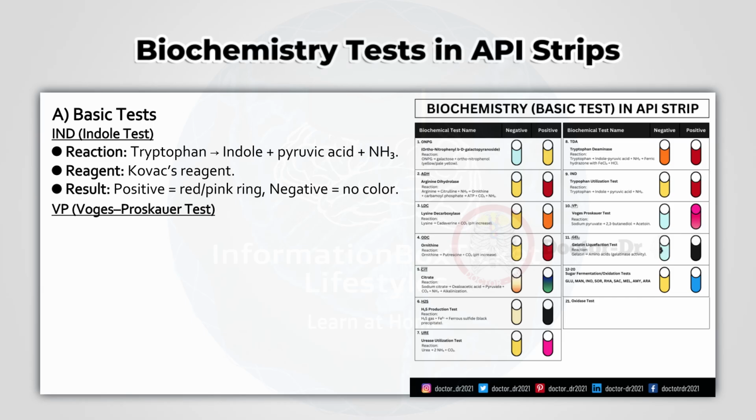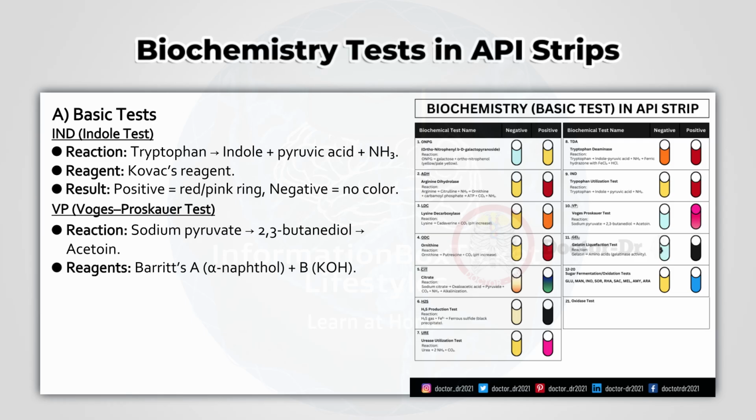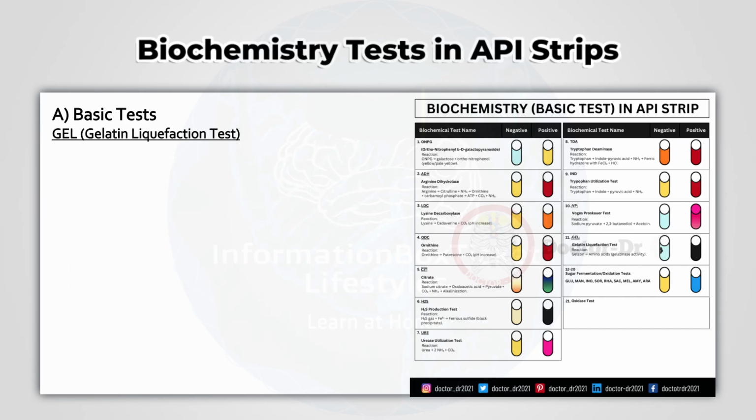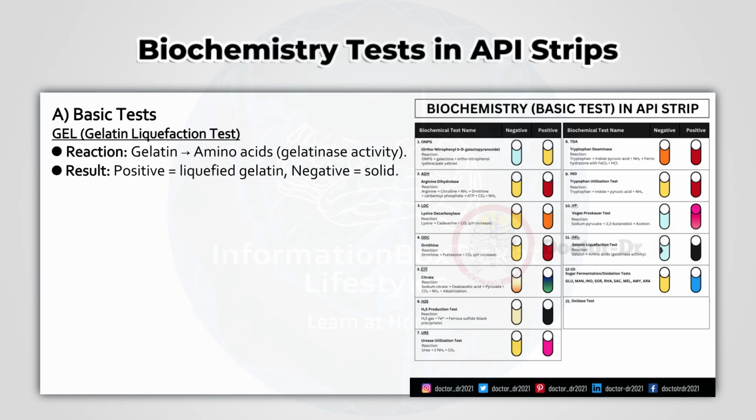VP, Voges-Proskauer test. Reaction: sodium pyruvate to 2,3-butanedione to acetoin. Reagents: Barritt's A, alpha-naphthol, plus B, potassium hydroxide. Result: positive equals red color within 10 minutes, negative equals no change. GEL, gelatin liquefaction test. Reaction: gelatin to amino acids, gelatinase activity. Result: positive equals liquefied gelatin, negative equals solid.